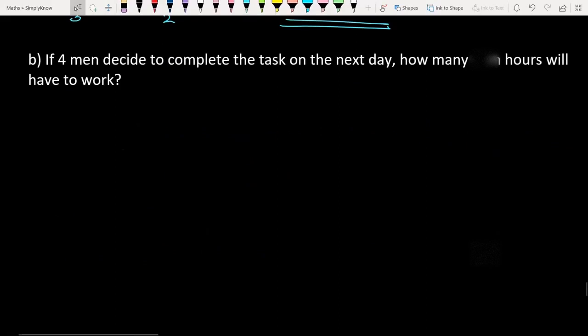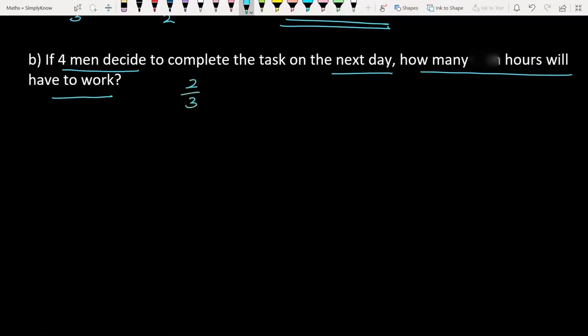Question B. If 4 men decide to complete the task on the next day, how many hours will they have to work? Now, we know that initially they used 3 days and completed 2/3 of the work. And we know that there is 1/3 of the work remaining. So to complete this remaining work, they use the next day. So we need to find out how many hours they will have to work.